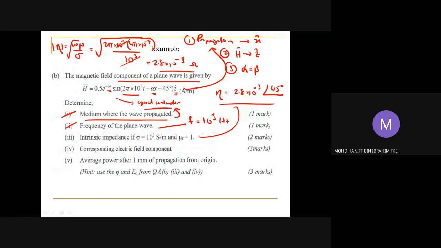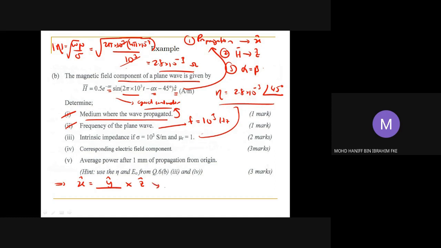Okay, number 4, which is to find the corresponding electric field component. Since the H field polarization is towards the z direction, and the wave is propagating in the x direction, we can say that x shall be equal to the E field direction cross product with the H field polarization. Based on this, your E field shall be polarized along y.